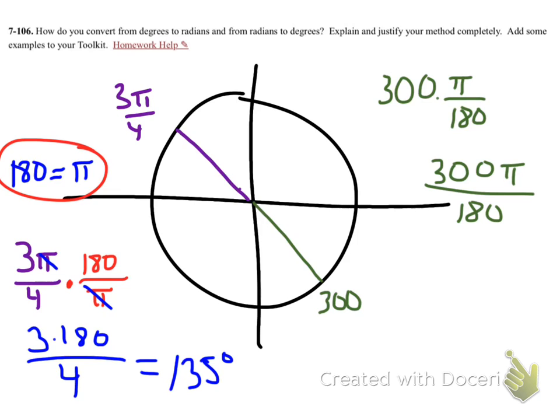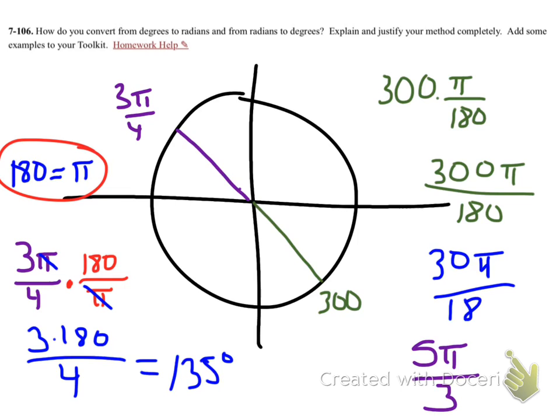However you need to reduce this, I can tell right away they both end in a 0, which means they both can be reduced by 10. So I'm going to have 30 pi over 18. And then I'm going to further reduce it, knowing that with 30 and 18, I can take a 6 out of both of those. So what I'm going to end up getting then is 5 pi over 3. So that is now equivalent to my 300 degrees.